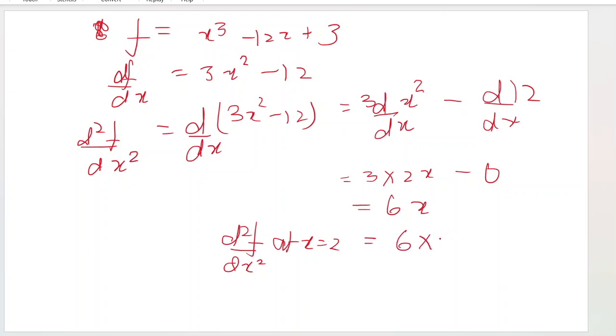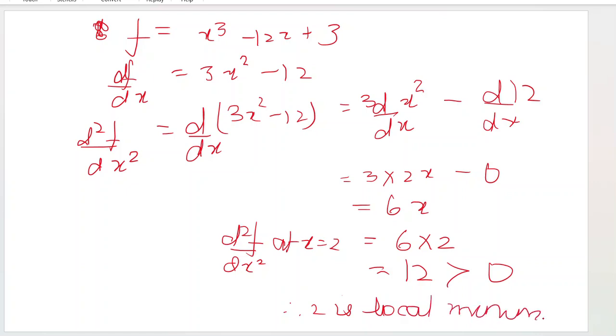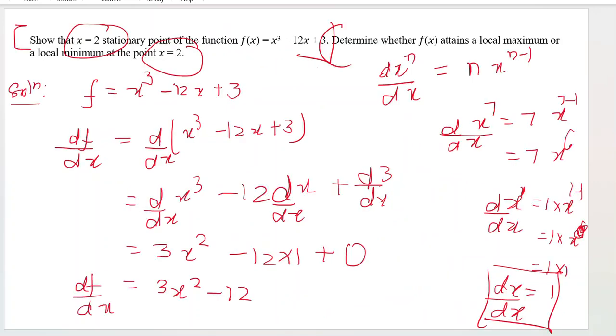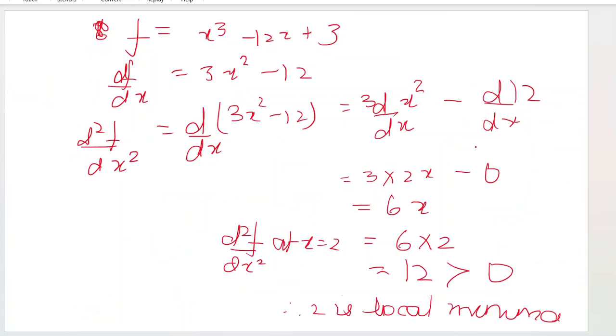So we put 6 into 2, 6 twos are 12. And because 12 is greater than 0, we say that 2 is a local minima. If it was less than 0, we would say it was a maximum. So basically, in order to solve the second part, determine whether f of x attains a local maxima or a local minima, we have to find the second derivative. Insert the point inside. If the answer is greater than 0, it is minima. If it is less than 0, it is maxima.